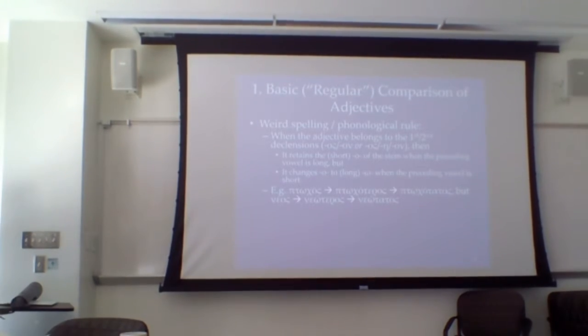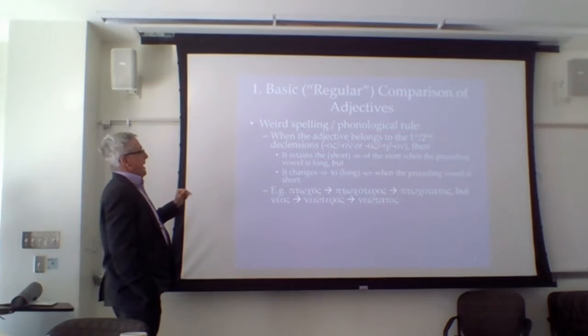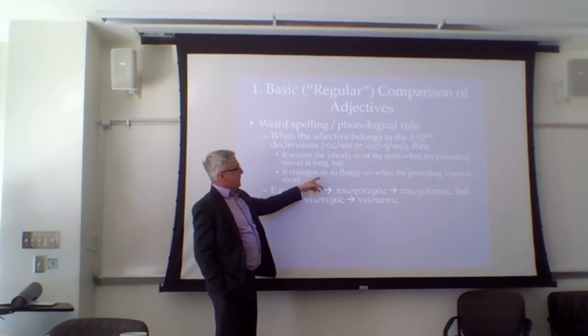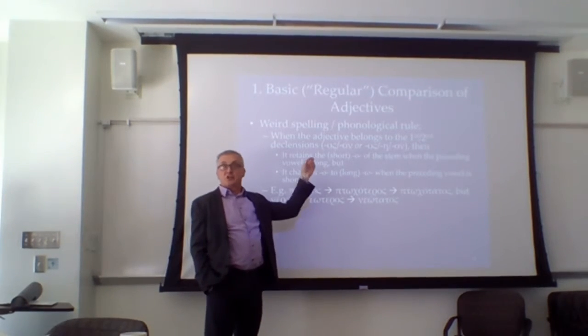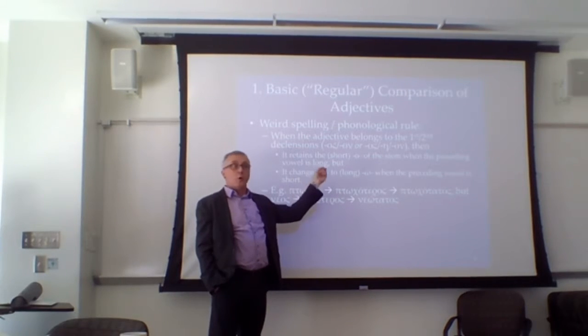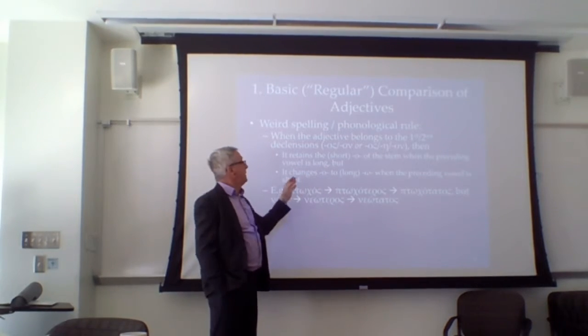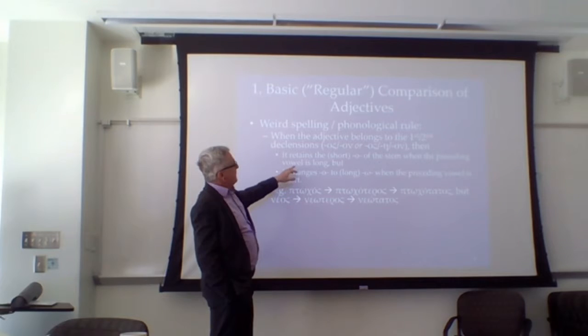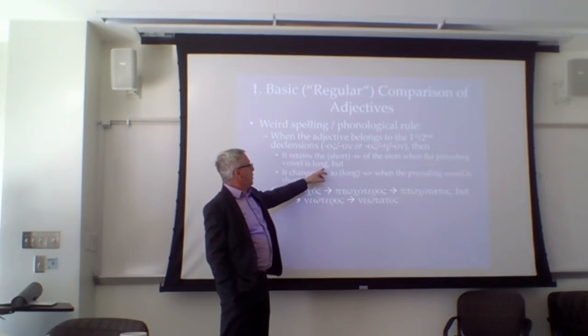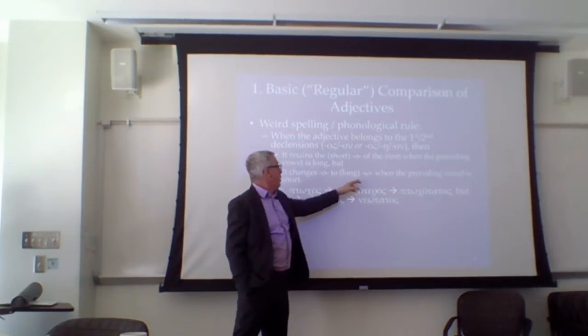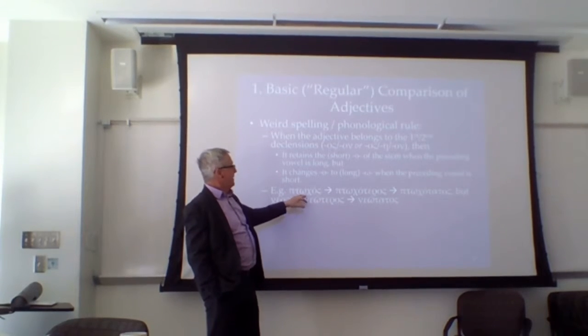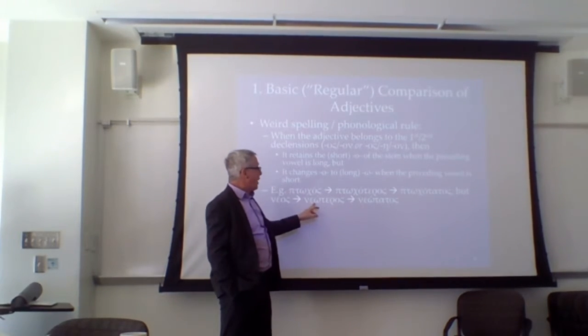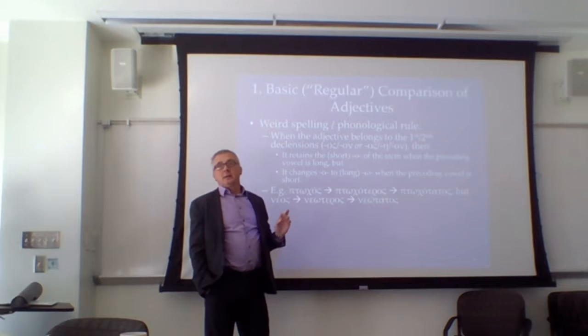Now there's a very weird spelling rule. This actually kind of applies across the board. And that is that when you have an o, like it's generalized in tokoteros and so forth, it retains it if the preceding vowel is long, but it changes it to being long when the vowel is short. So tokoteros but neoteros.